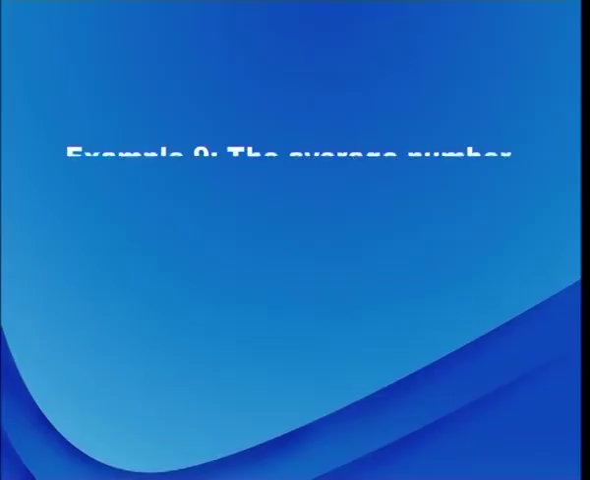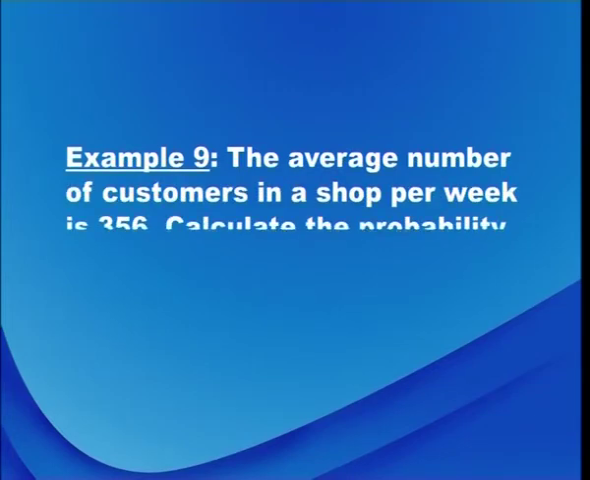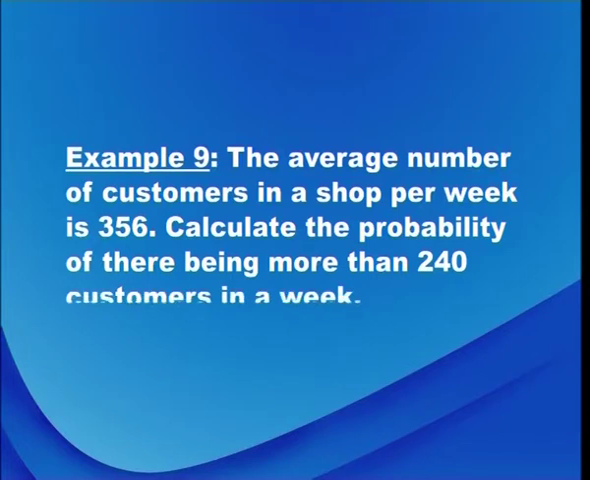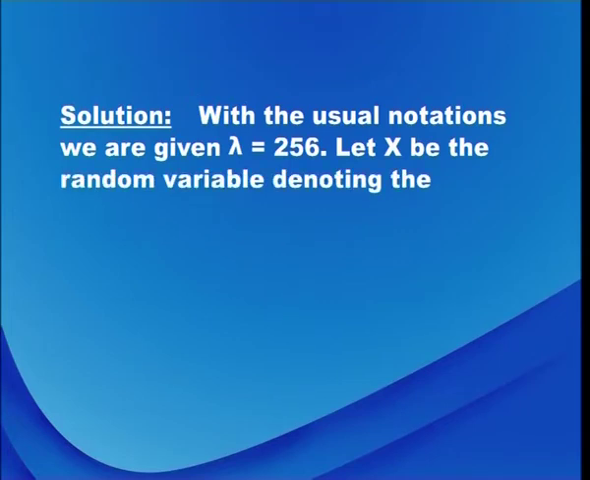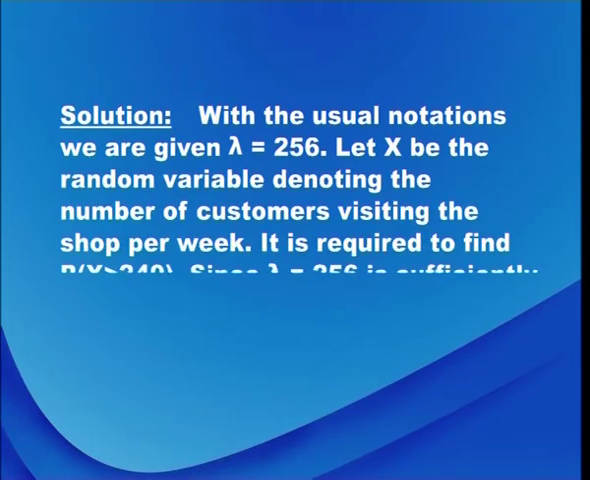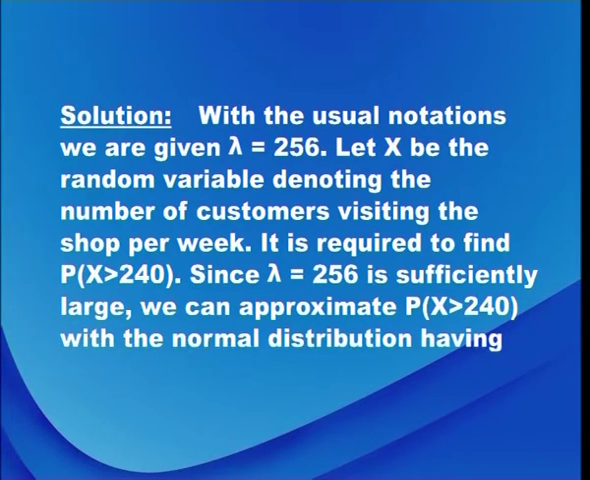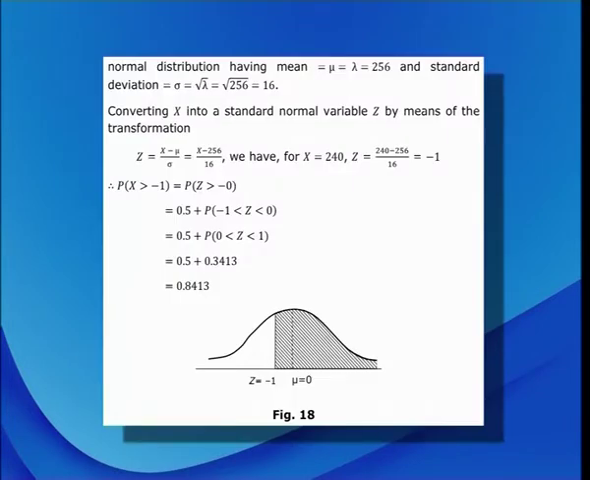Next example: the average number of customers in a shop per week is 256. Calculate the probability of there being more than 240 customers in a week. The solution: with the usual notations, we are given lambda equals 256. Let x be the random variable denoting the number of customers visiting the shop per week. It is required to find the probability of x greater than 240. Since lambda equal to 256 is sufficiently large, we can approximate the probability of x greater than 240 with a normal distribution having mean mu equal to lambda, which is 256, and standard deviation sigma equal to the square root of lambda, which is the square root of 256, which is 16.